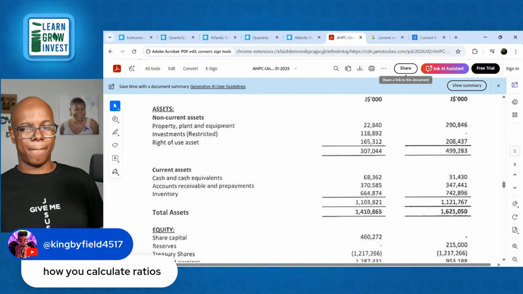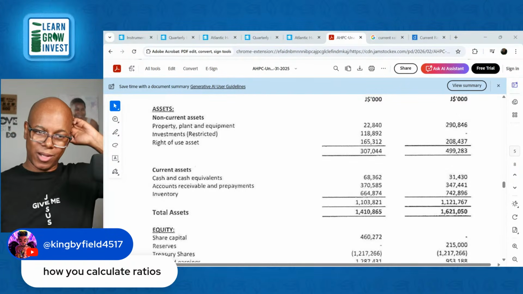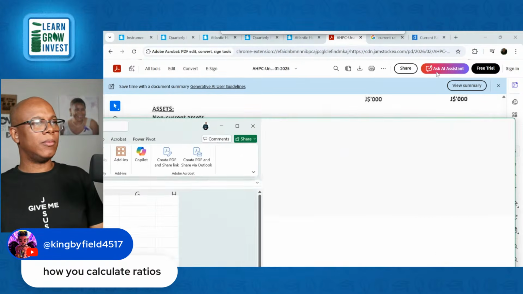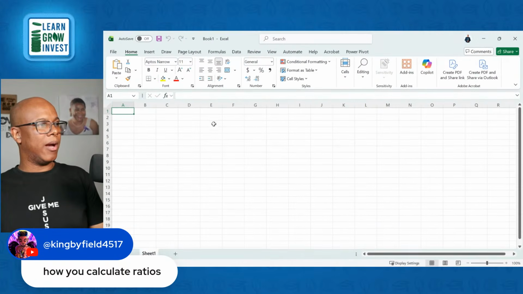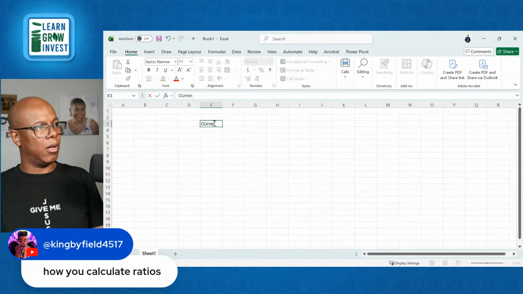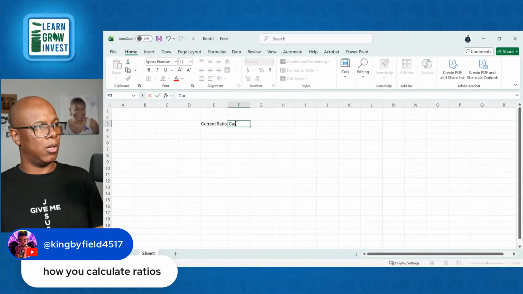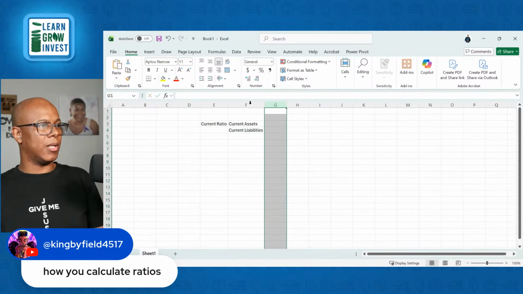So let me get the values here. Of course, I'm going to use any reason to open up Excel. Thank you for that question. Give me a chance to open Excel. So we have current ratio is equal to current assets over current liabilities. All right. So that's how it's calculated.